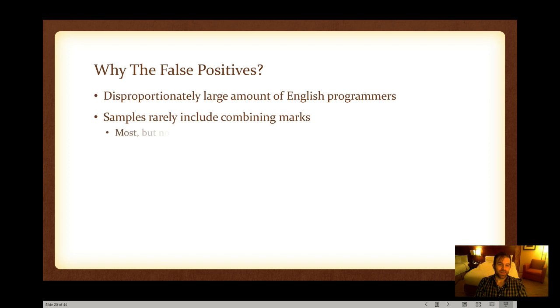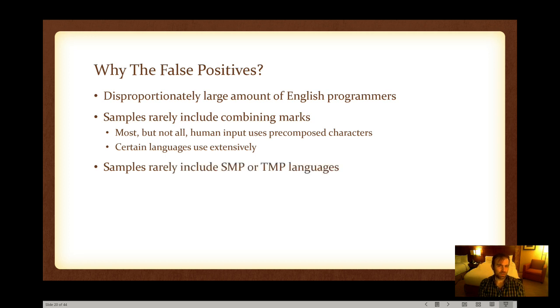The samples rarely wind up including combining marks. Like I had said, most human input winds up using precomposed characters, although it's very wrong to assume that you're going to be getting precomposed characters. The only reason for that is that there is a large amount of languages that already have precomposed forms of their orthography in the Unicode standard. But as I had mentioned, there are languages, one of them a pretty major language, that do not have precomposed characters and have to use combining marks. So you have to support combining marks, even if you normalize in normal form C.